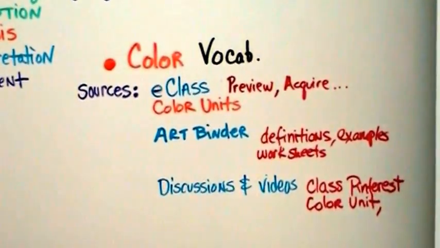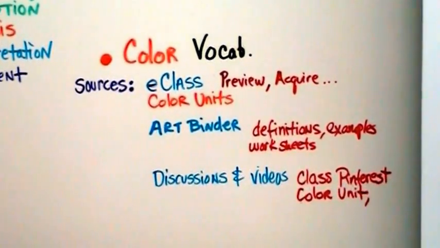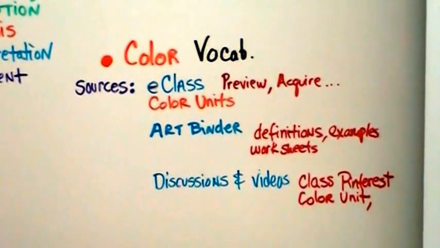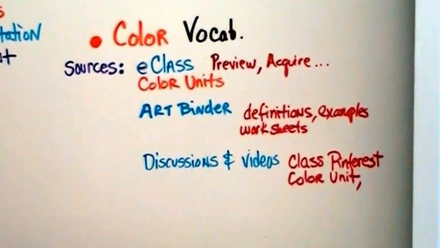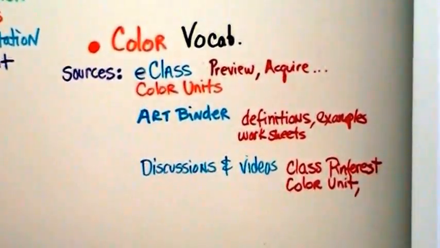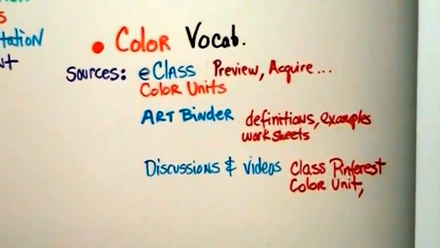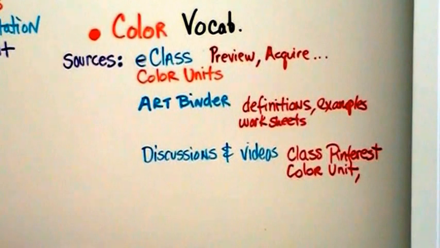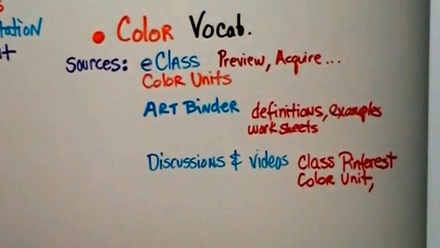You'll find color vocabulary resources on our e-class page, on the preview and acquire of 3 color units, so you can work ahead if you're at home on getting your color vocabulary list done. In your art binder, we are going to be referring to a definition sheet as well as examples. And we're going to be completing a worksheet today which will have a lot of examples that you're going to color code. We're also going to be having many discussions and videos, and you can find most of these on your class Pinterest page on the color unit.